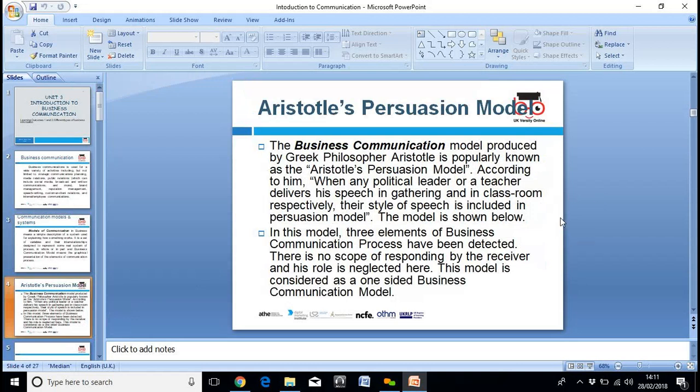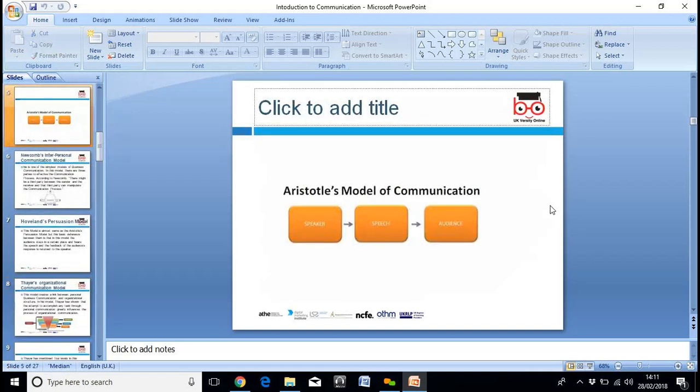One business communication model was produced quite a while ago by the Greek philosopher Aristotle. It's popularly known as Aristotle's Persuasion model. According to him, when any political leader or a teacher delivers his speech in a gathering or in a classroom, respectively, the style of speech is included in the persuasion model. The model is shown below. In this model, we have a speaker, the actual speech, and the audience.